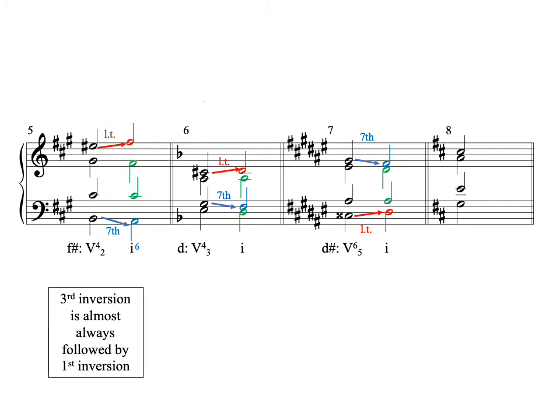But notice it's A, C sharp, E, G, and the G is the bass note. So it's an inverted 5 chord. So it's going to be a third inversion 5 chord. So it's 5, 4, 2, and it's going to resolve to 1.